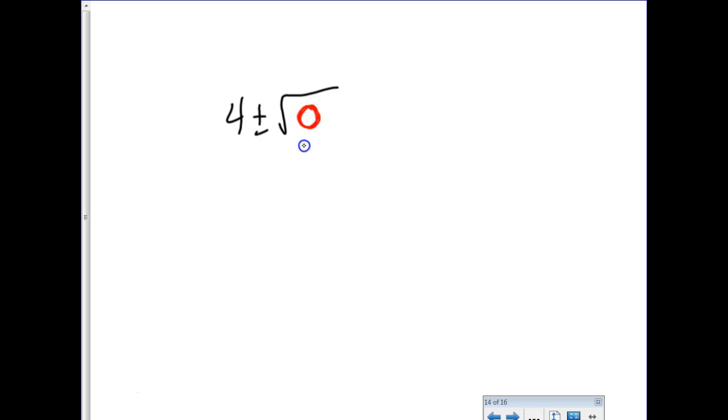What is the square root of 0? 0. So if I do 4 plus 0, and then later on I do 4 minus 0, did I get 2 different answers? Not at all. I got just one answer, it just showed up the same twice. So when your discriminant is 0, that means you only have one real solution. We'll write this down on your notes in a second.